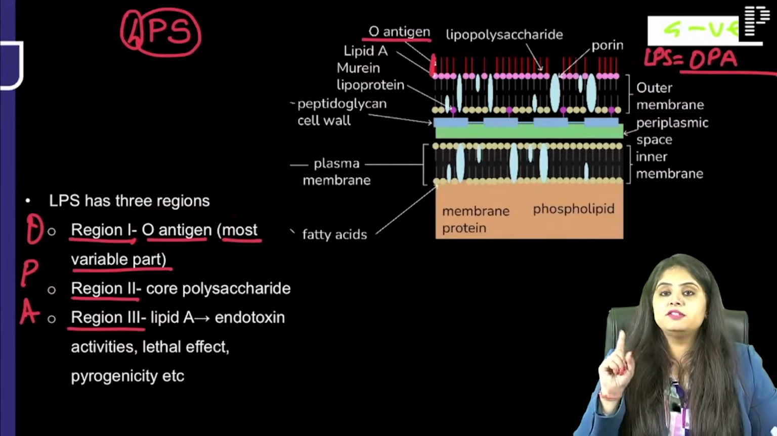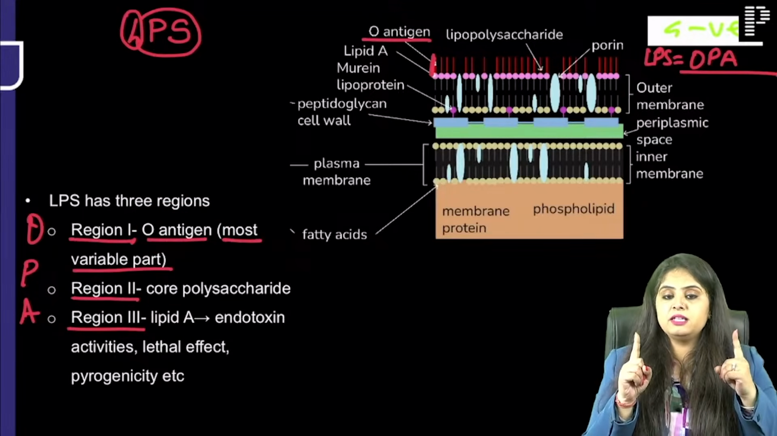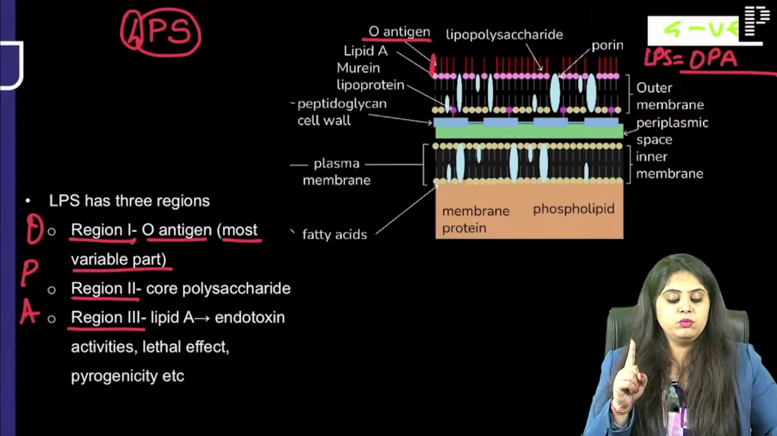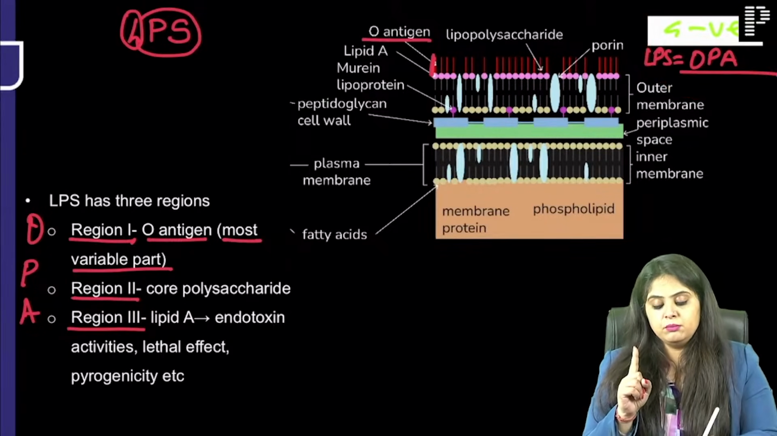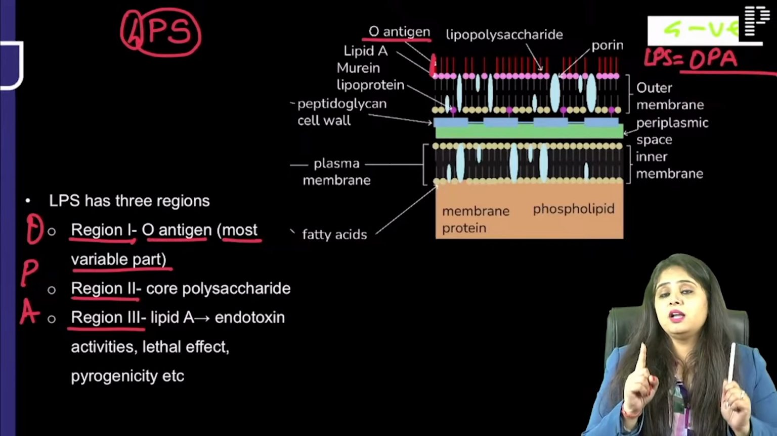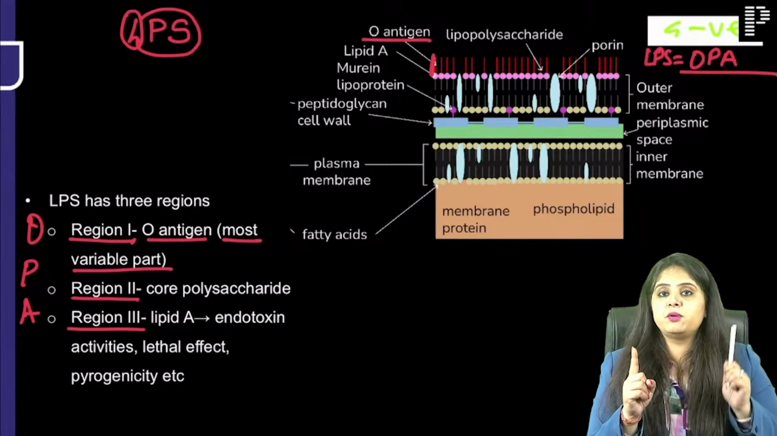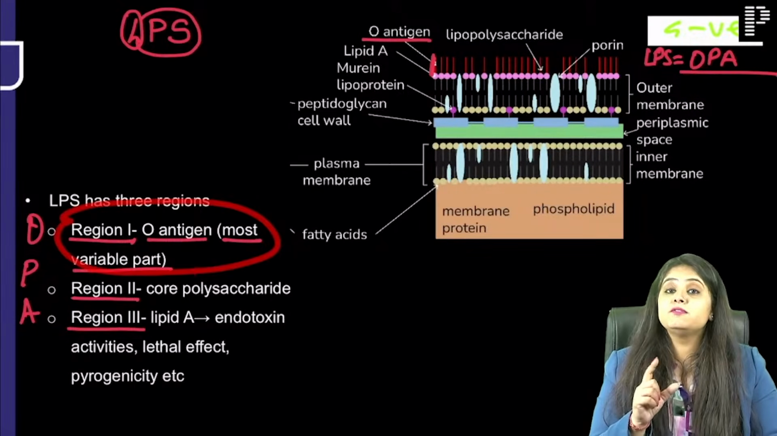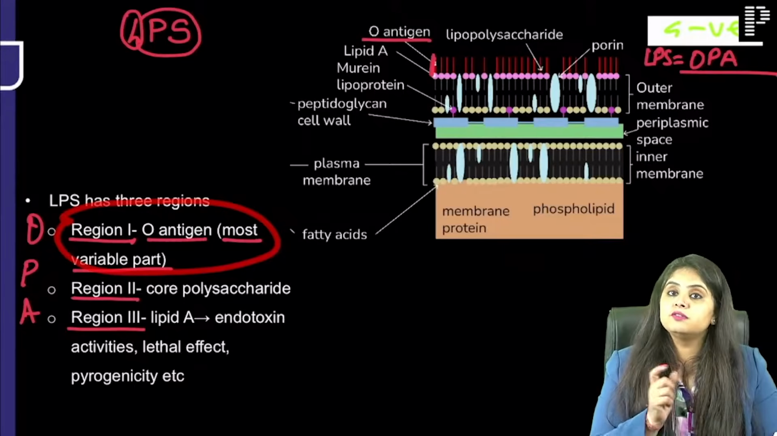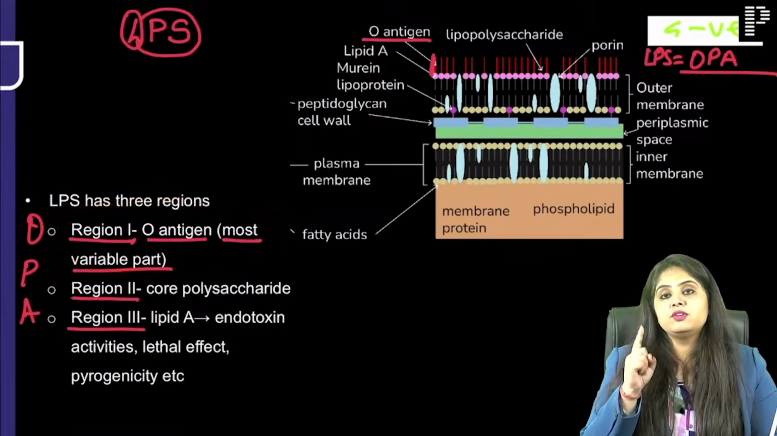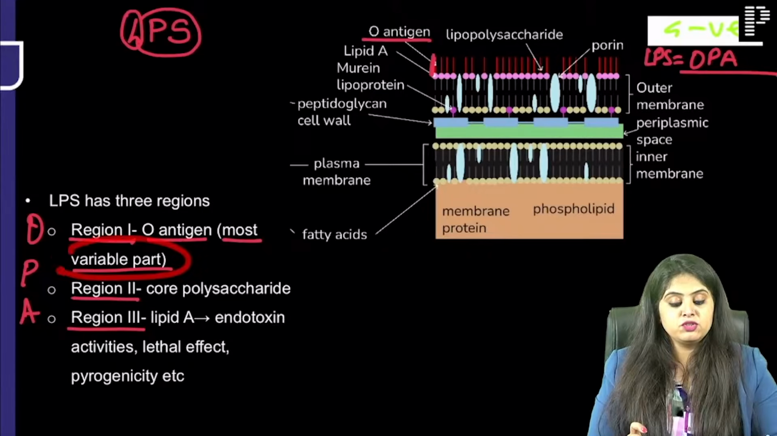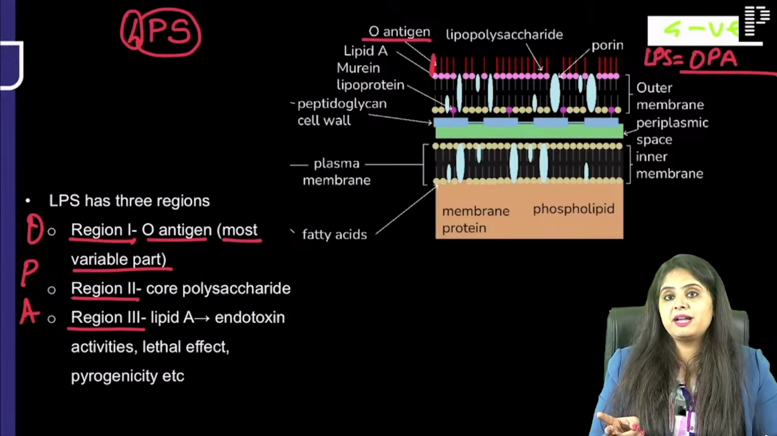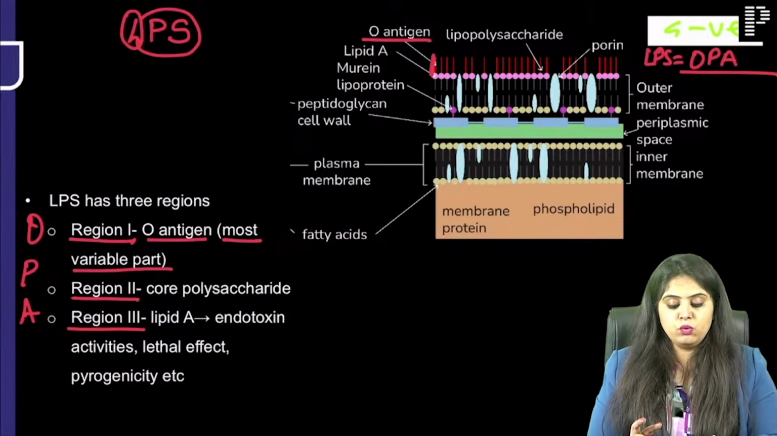Variable means if this is bacteria 1 and if this is bacteria 2, you will say in both of them, ma'am, both of them are gram negative bacteria. ये दोनों gram negative हैं. Both of them have OPA. How will you differentiate this from this? I'll say the part which will show the maximum variations will be O antigen. O antigen of this bacteria and O antigen of this bacteria will be different. So the part which is showing the difference between two bacteria, that is the O antigen. So O तो समझ आ गया.